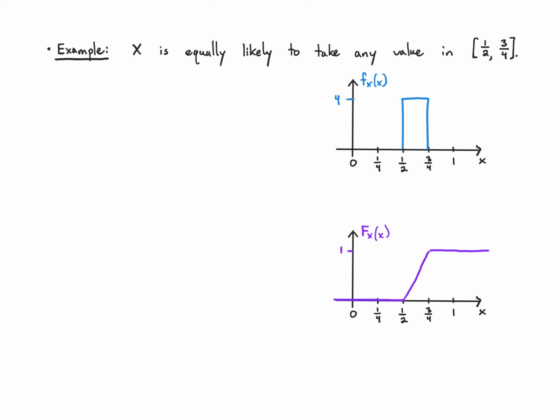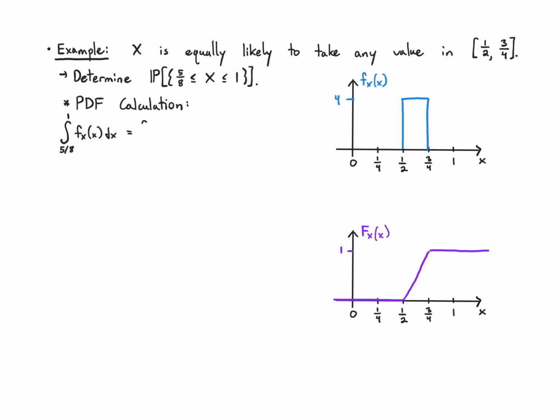Now I want to show you one pitfall you could run into. So let's say we try another probability calculation. What's the probability we fall between 5/8 and 1? Again, it's going to be the area under the curve. I'm going to try to calculate this using the PDF integral. So I integrate from 5/8 to 1, and I have the PDF, and I'm going to start plugging in.